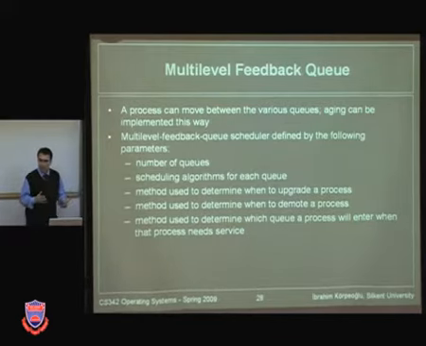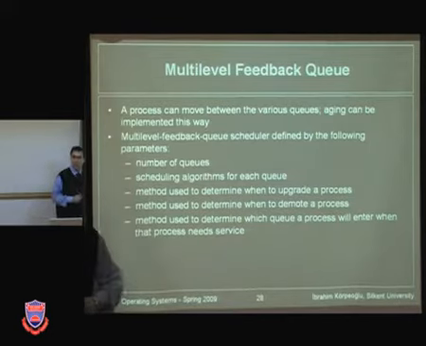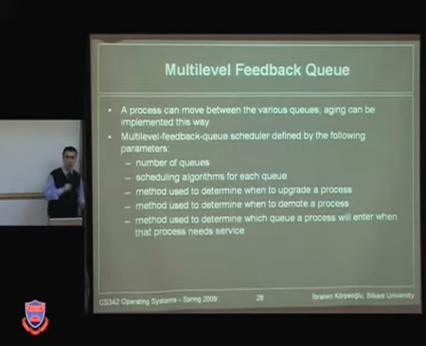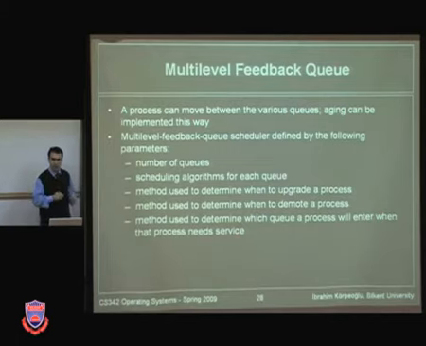Aging can be implemented in this way. A process may be staying in a lower priority queue, but when you change its queue, that means it is moved to another queue that may have a higher priority. In this way, you are increasing its priority. You are applying the aging algorithm, where when a process stays in the system, its priority gets increased.